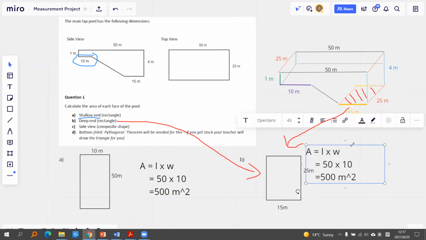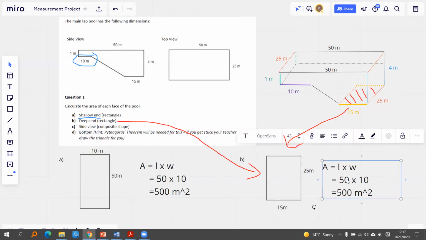So we still copy the same equation here. So I just put it here. So this time it's not 50 by 10, right? So what number do we use for question B? What is the length? You can use either. So for example, if you use 15 as your length, your width would be 25, right? And what's the answer? Yes, thank you. That's good.